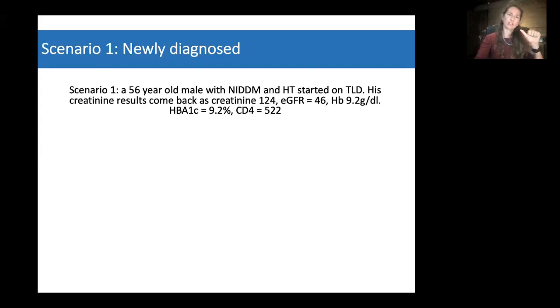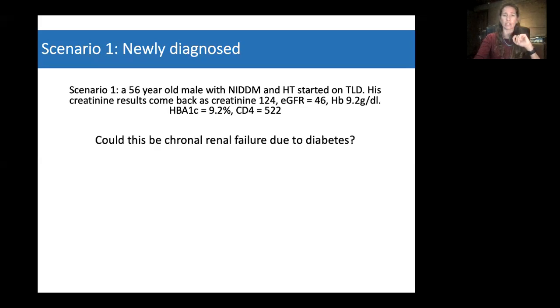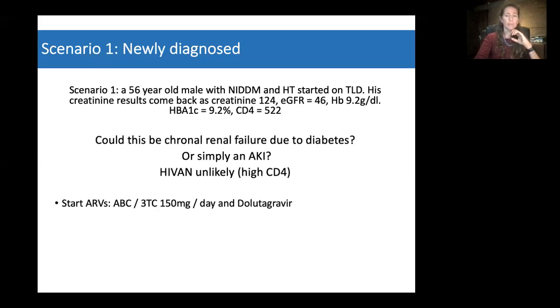So now if I've got that patient who's come in, he's 56 years old, he's got diabetes, he's got hypertension, I need to start him on ARVs. Now the creatinine comes back as 124, the GFR is 46. You can see his HbA1c there is 9.2%, but CD4 is quite well. He's got a CD4 of 522. The first thing I'm worried about is maybe this is chronic renal failure due to his diabetes, or it may just be an AKI because of his HIV. HIVAN is unlikely because of that CD4, and I'll do a dipstick to see what else might be going on. But in a patient like that, because the GFR is under 50, I can't start him on tenofovir.